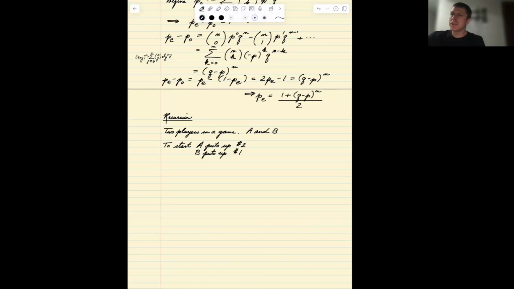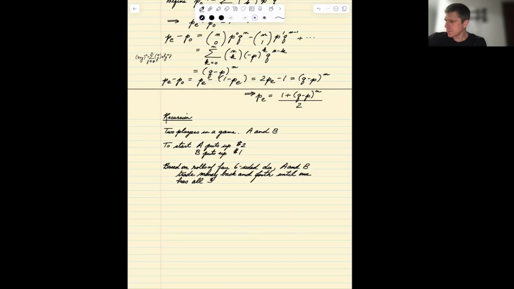Based on the rolls of a fair die, so we're going to roll one six-sided die, A and B are going to trade money back and forth until one of them has all three bills.